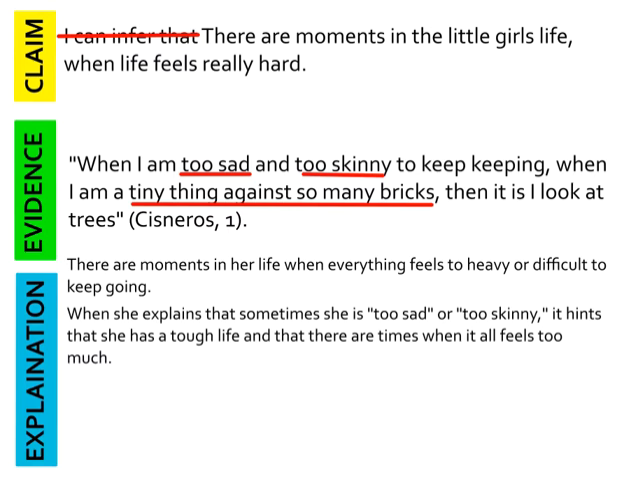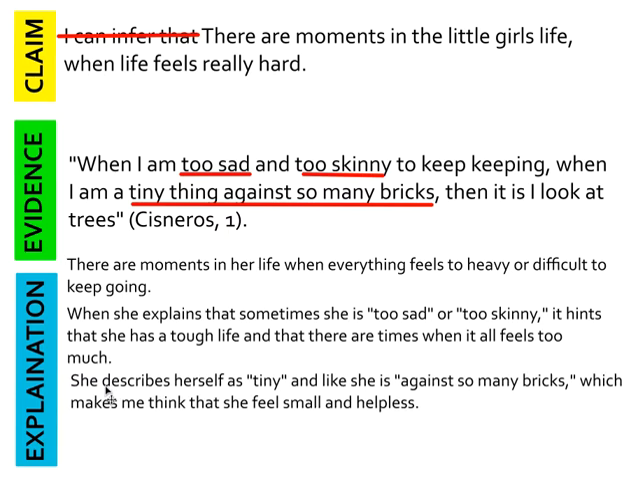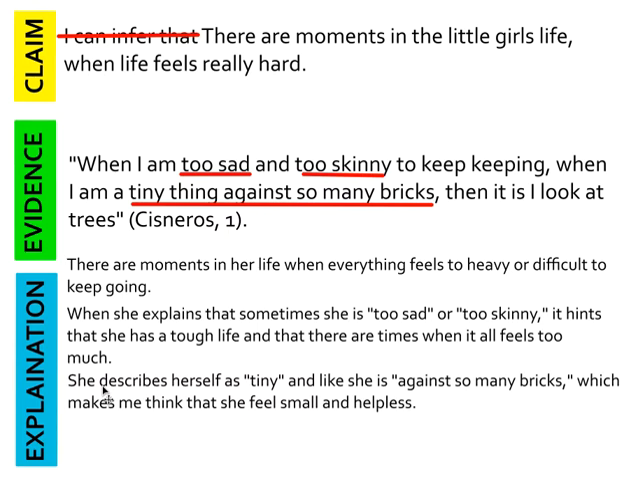So I'm going to write something like, when she explains that sometimes she is too sad or too skinny, it hints that she has a tough life and that there are times when it feels too much, right? The fact that she uses the word too twice shows me that it is too much at times. So let's look at this tiny thing against so many bricks. I might write something like, she describes herself as tiny and like she's against so many bricks, which makes me think that she feels small and helpless at times.